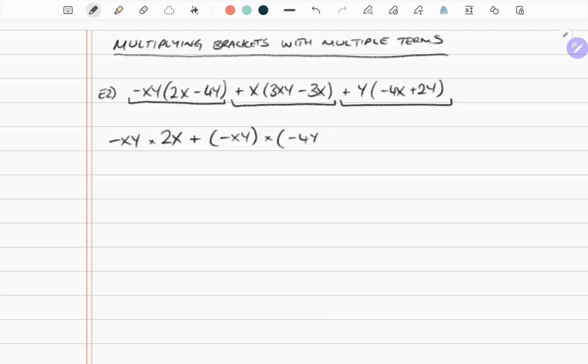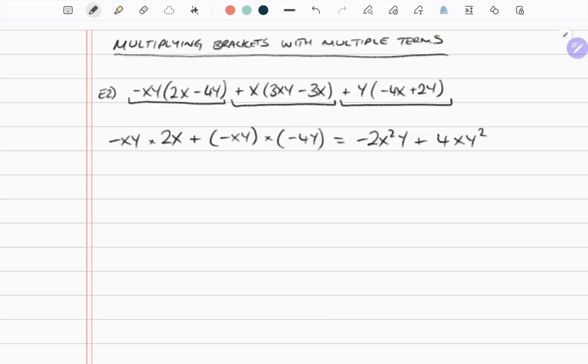So that's minus 4y, and this is simply, so we have minus xy multiplied by 2x is equal to minus 2x squared y. And then we have the minus xy multiplied by the minus 4y. So a minus times a minus is a plus. And then we have the 4 as the coefficient, and then we have the x, and then we have y squared. So that's the first one.